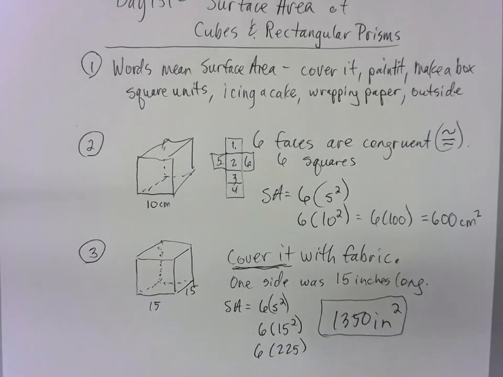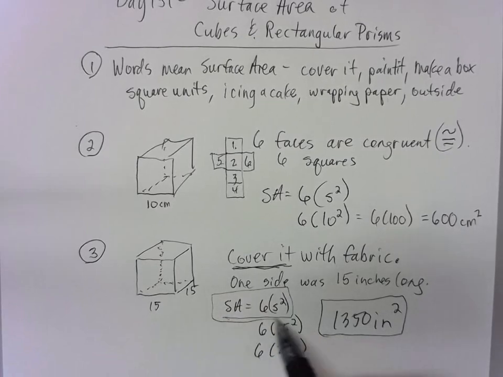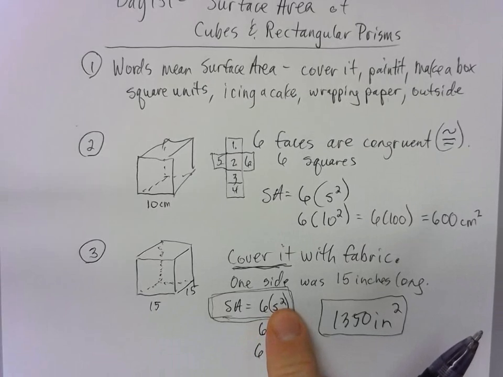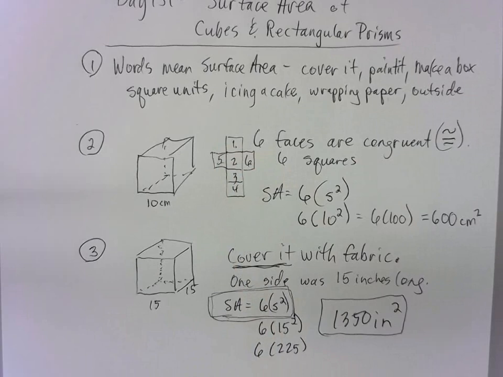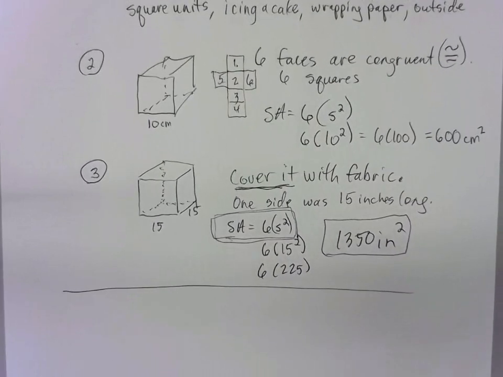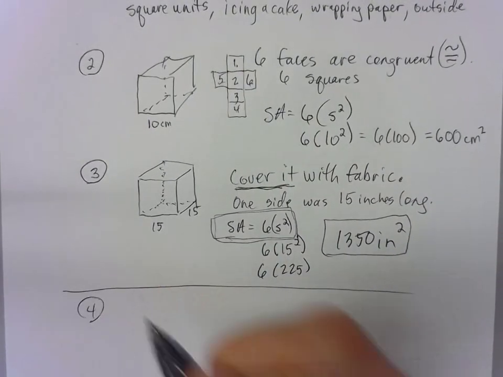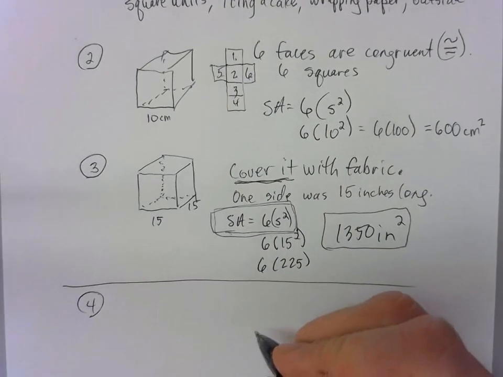Alright, so there's the cube. That's how easy the cube is. 6s squared. So take your side, square it, multiply it by 6, because all 6 faces are the same. Alright, you got that? Good. Alright, so let's take it on down here to the next one. We're going to talk about a rectangular prism. Today, this will be our last one.